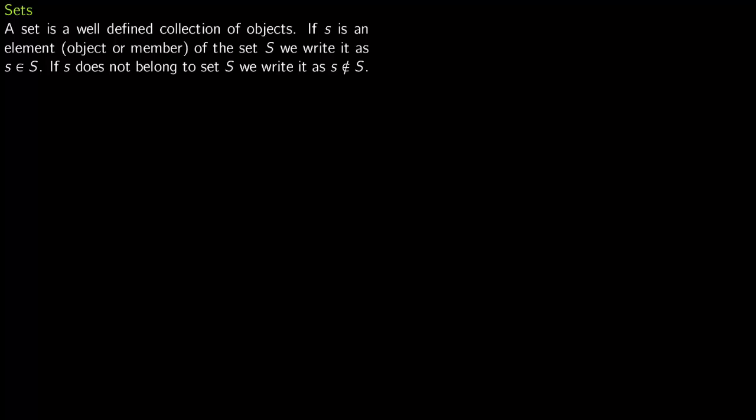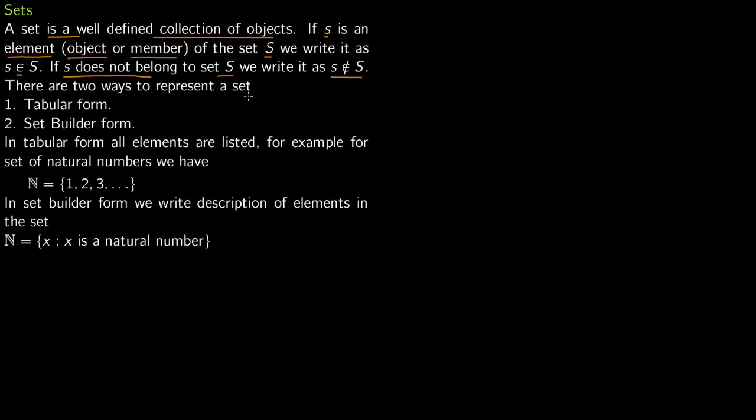We start by defining sets. So what is a set? A set is a well-defined collection of objects. Say if small s is an element, which is also called an object or member of this set capital S, we write it as s ∈ S. This sign means belongs to S. On the other hand, if s does not belong to capital S, we write it as s ∉ S.